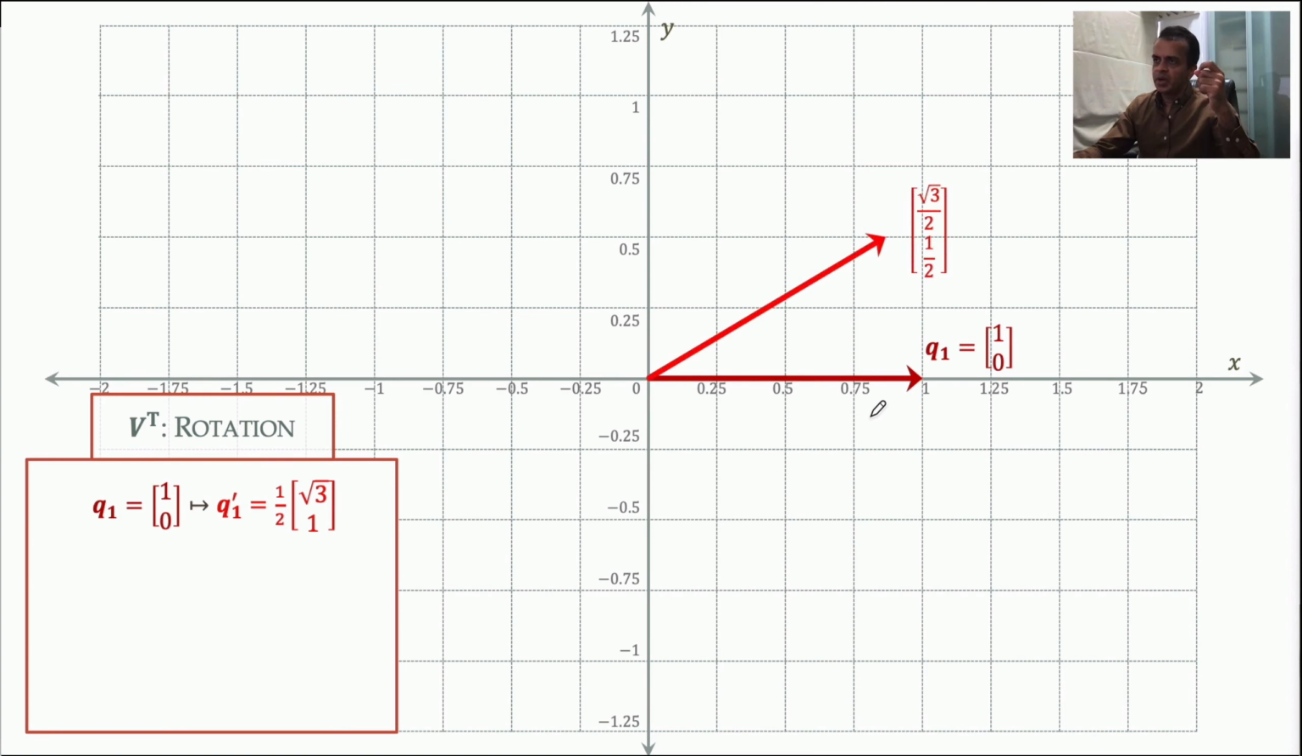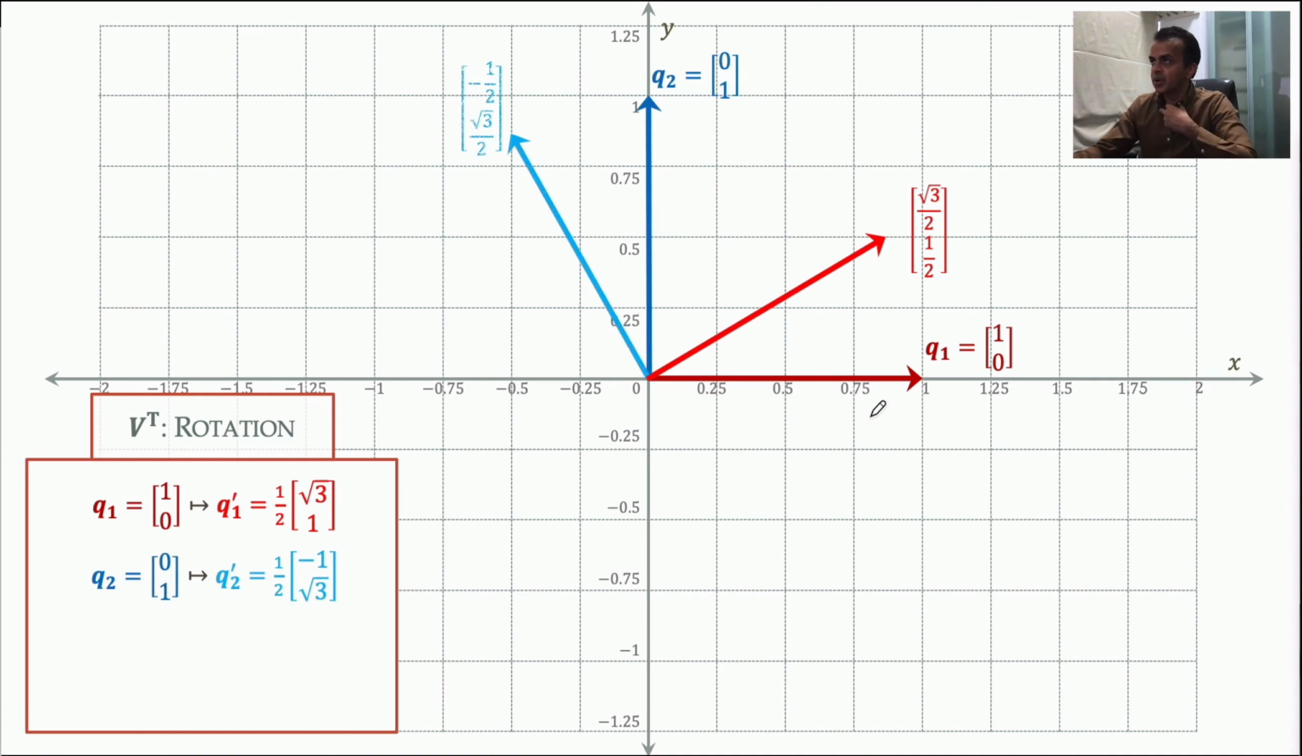What it does to a unit vector along the x-axis is to rotate it counterclockwise by 30 degrees. It does the same thing with the other unit vector, the blue one, so 30 degrees. And the matrix is what it does to the unit vectors. And you can just write down the matrix. Actually, it was given to you: square root of 3 by 2, half, minus half, square root of 3 by 2.